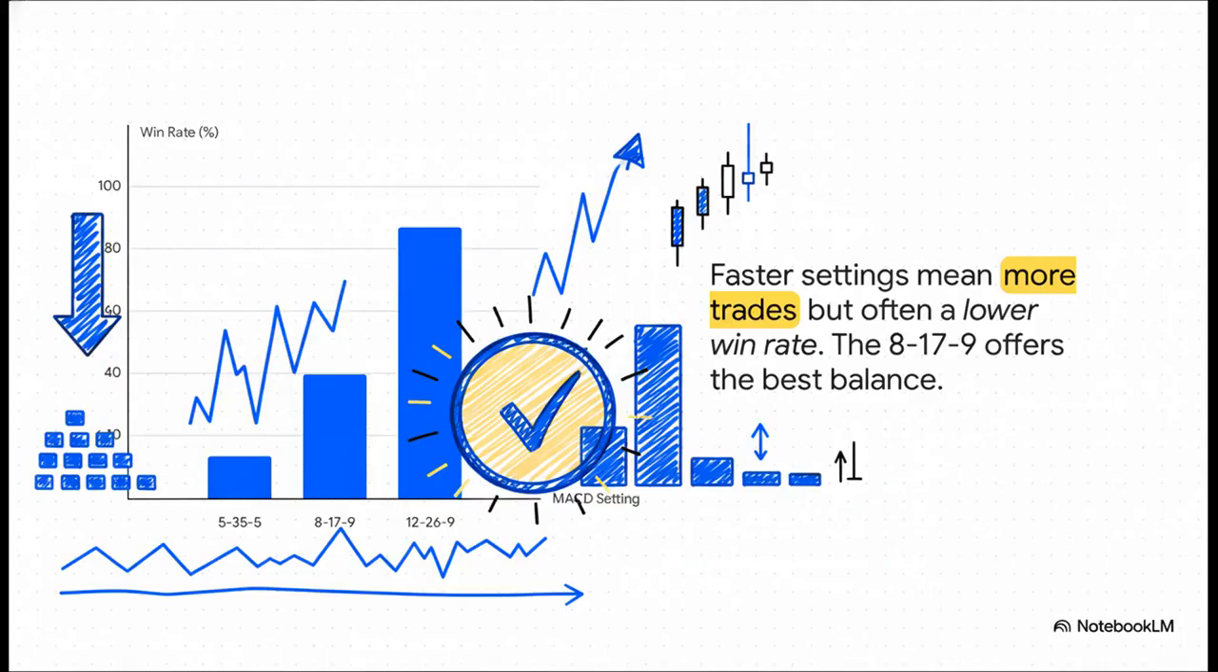That super fast 5-35-5 setting gives you a ton of trades, but the win rate is hanging around 52%. Now the slow default 12-26-9 gives you way fewer trades, but it has a higher win rate of 62%. And that balanced 8-17-9 setting right in the middle hits that sweet spot with a really solid 58% win rate and a good number of trades. For most day traders, this consistently provides the best risk-adjusted returns.